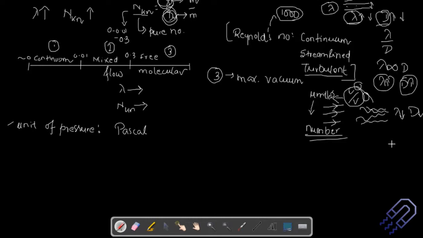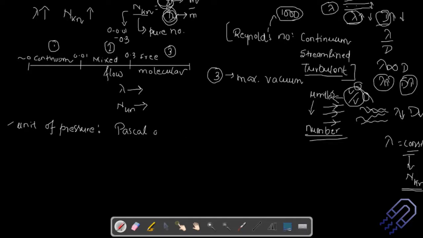So lambda is proportional to D, that means lambda is equal to some constant times D, and this constant is nothing but the Knudsen number. I think this should be clear now, right? So we have to understand how the system works in order to understand the relations. So here lambda and D are directly dependent.